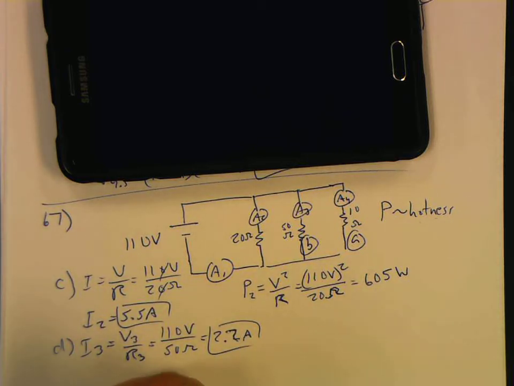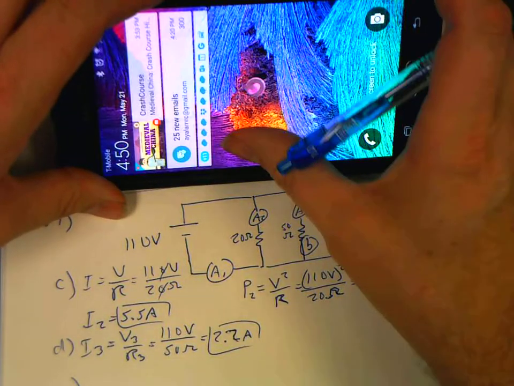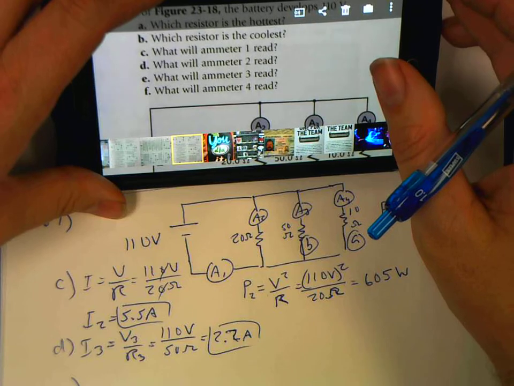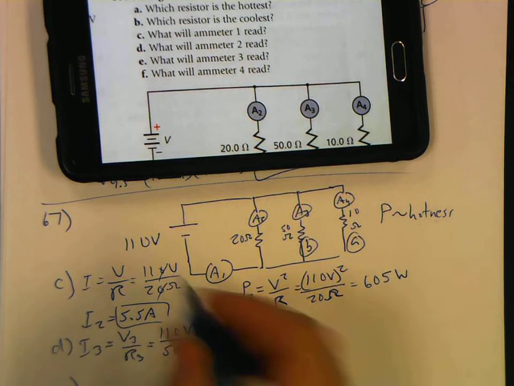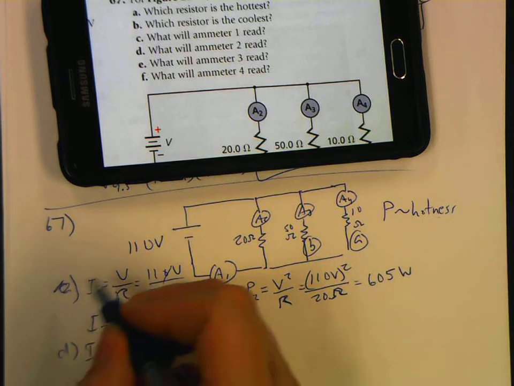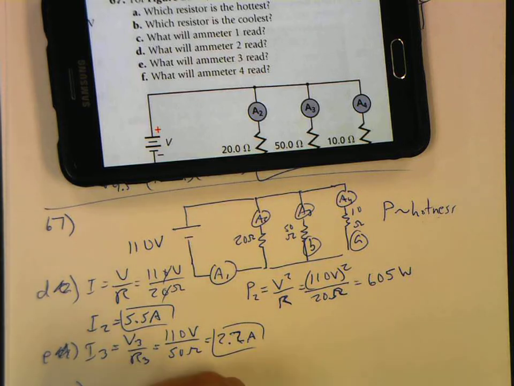And then for E, they would like to know, I think I got my letters wrong. And my phone turns off again. Yeah, I messed these up. C was the one I wanted to skip. So this was actually D, this one's actually E, this one's actually F. So current 4 is equal to voltage across 4, which is 110 volts again, divided by resistance 4, which is 10 ohms. That's easy enough.